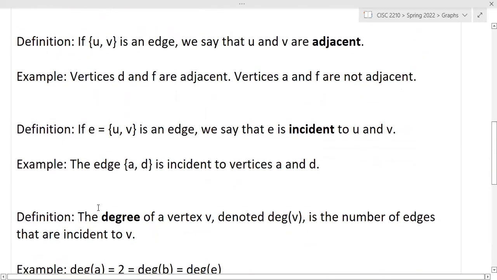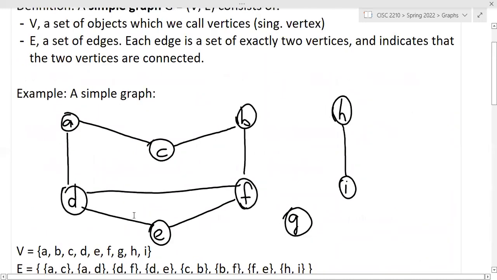Okay, now a related definition: the degree of a vertex V. If we have a vertex V and we want to know its degree, what is it? First of all, it's denoted like this, degree of V. It is the number of edges that are incident to V. In other words, how many edges are coming out of it?